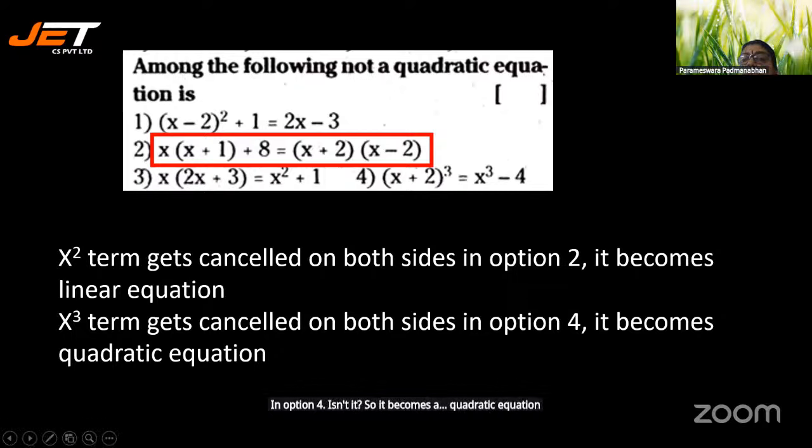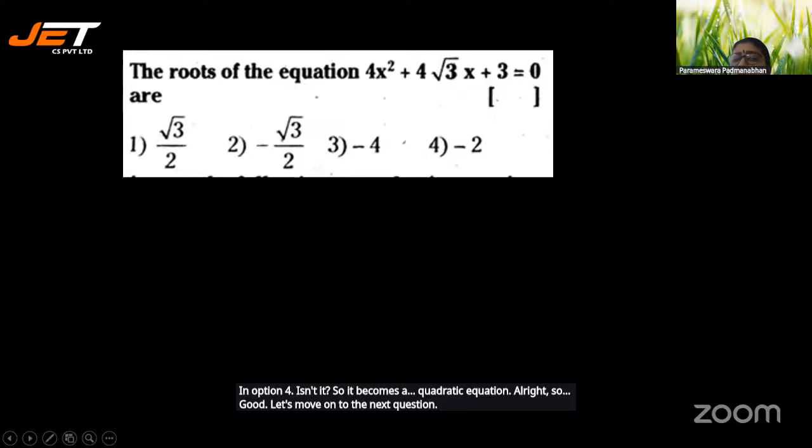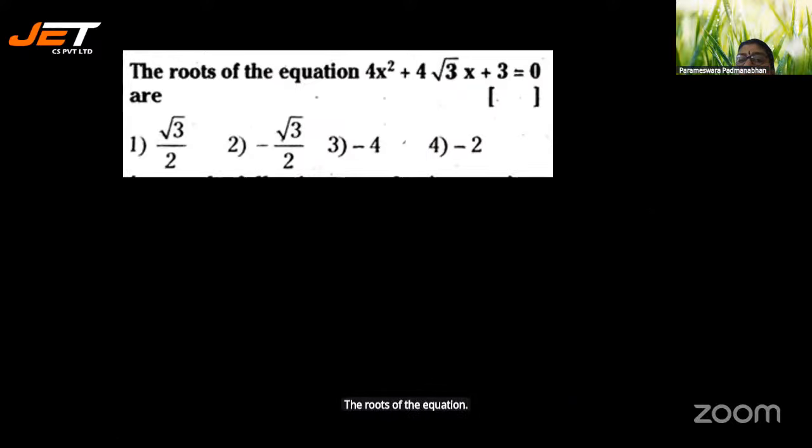All right. So good. Let's move on to the next question. The roots of the equation 4x squared plus 4 root 3x plus 3 is equal to 0 are. So what are the roots of the equation? We already know it is alpha plus beta and alpha beta, isn't it?